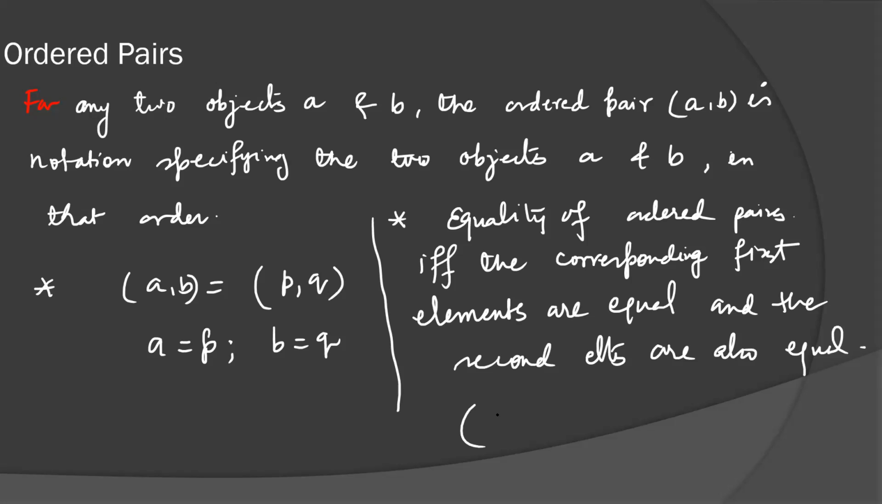If you have two ordered pairs, for example 1 comma 2 and 2 comma 1, these are not equal ordered pairs. You can see by geometry also, 1 comma 2 is located here and 2 comma 1 is located here. So these two positions are not the same. So these two values will not be the same here.